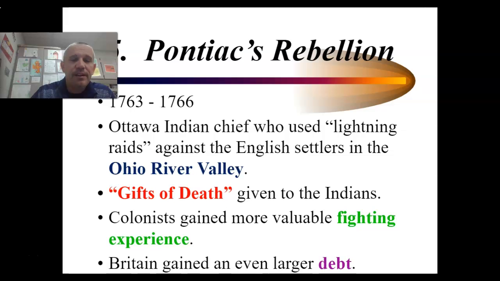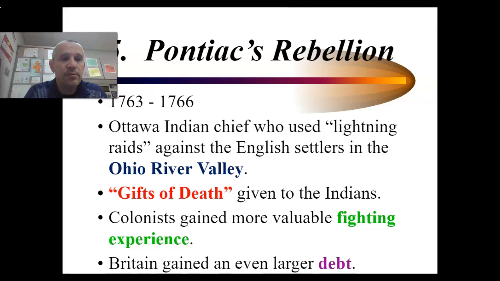Number 5, Pontiac's Rebellion. Chief Pontiac was an Ottawa Indian chief who was upset over the American colonists moving into his lands in the Ohio River Valley, so he launched an attack on colonial forts, and this lasted about 3 years. This is where we saw the gifts of death with the smallpox blankets.